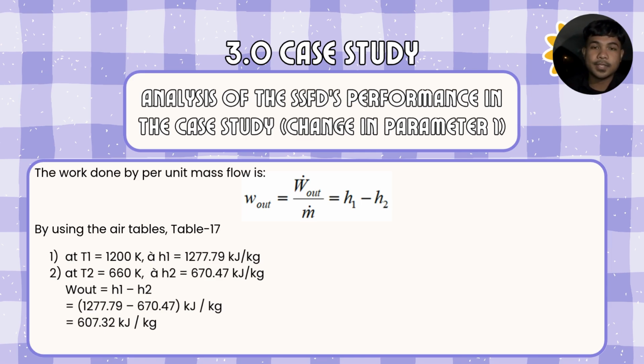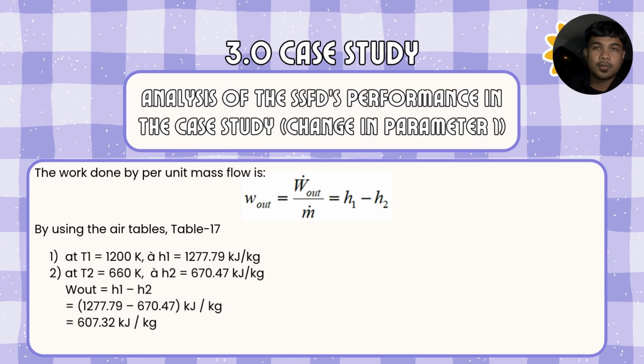To complete the analysis, we use values from the air property tables to calculate the work done per unit mass. At the turbine inlet temperature of 1200 K, the specific enthalpy h1 is 1277.79 kJ per kilogram, and at the outlet temperature of 660 K, h2 is 670.47 kJ per kilogram. Using the simplified energy equation, W out equals h1 minus h2, we subtract the two enthalpy values to get the work output.